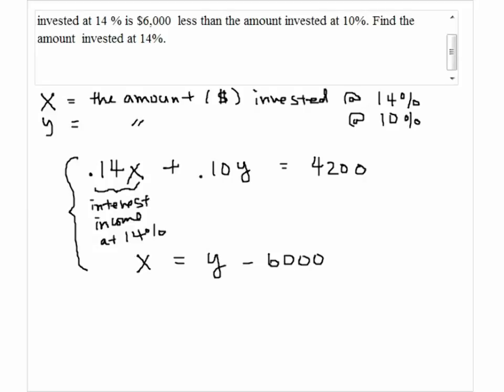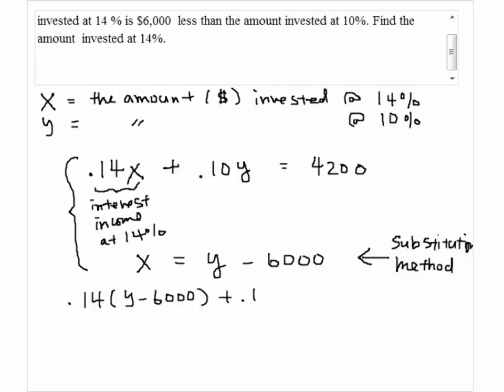So we are going to solve the system. Notice that the bottom equation is already solved for X, so it'll be easier to use the substitution method. So we have 0.14 times (Y minus 6,000) plus 0.1Y equals 4,200.